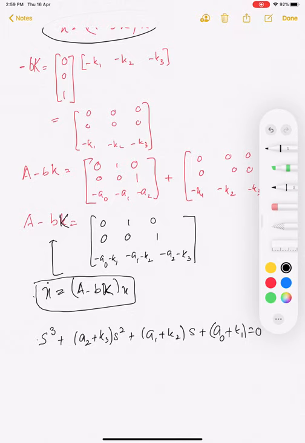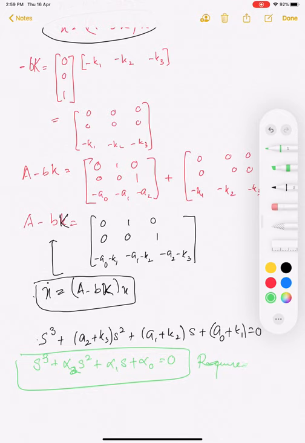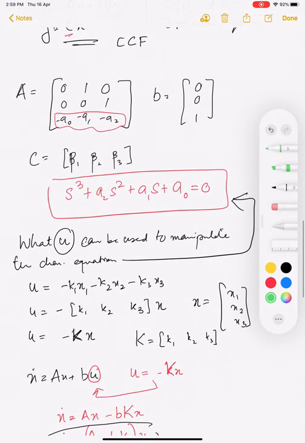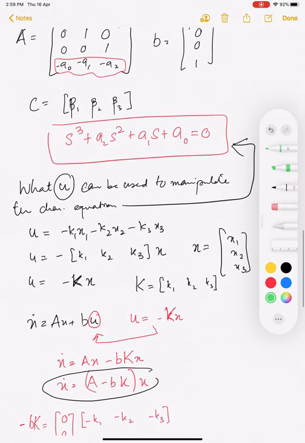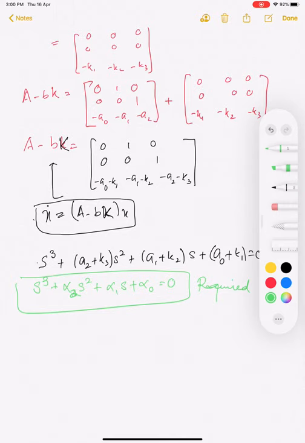So suppose you wanted it to have a characteristic equation in order to satisfy certain performance measures. You wanted the control system to have a characteristic equation given by s cubed plus alpha 2 s squared plus alpha 1 s plus alpha 0 equals 0. So suppose this was required. Your original system had a characteristic equation given by this, and because of this it had a certain behavior, and you wanted to have a characteristic equation given by this so that your behavior changes. Now what you have done with the help of this state feedback is that you have changed the characteristic equation to this.